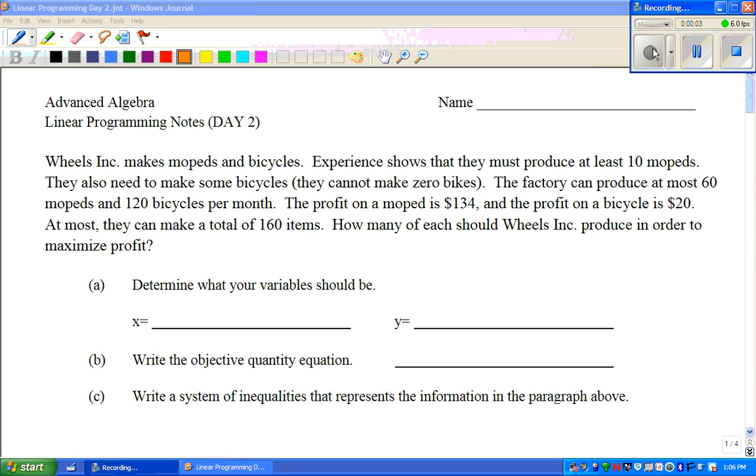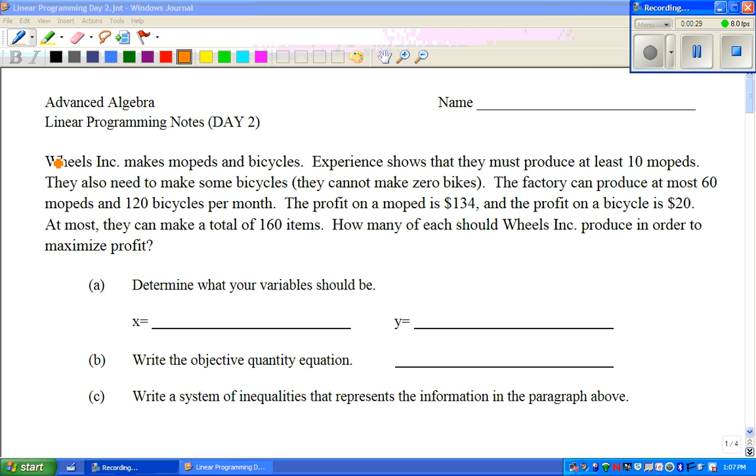All right, I wanted to show you a real-life application of how we use linear programming in the real world. So, example number one: Wheels Inc. makes mopeds and bicycles. Experience shows that they must produce at least 10 mopeds. They also need to make some bicycles, but they cannot make 0 bikes. The factory can produce at most 60 mopeds and 120 bicycles per month.